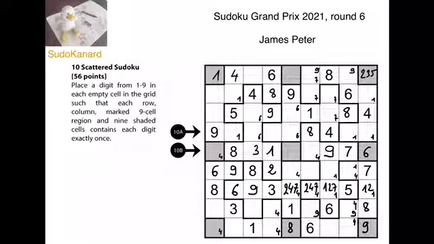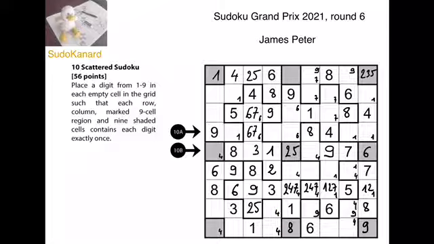So this is 2 or 4. And now we have a 2 in the grid. So this becomes now a 6, 7 pair. And this column still needs a 2 and a 5. Okay.